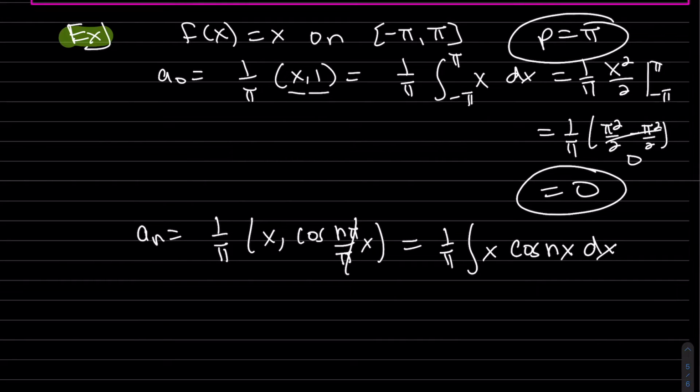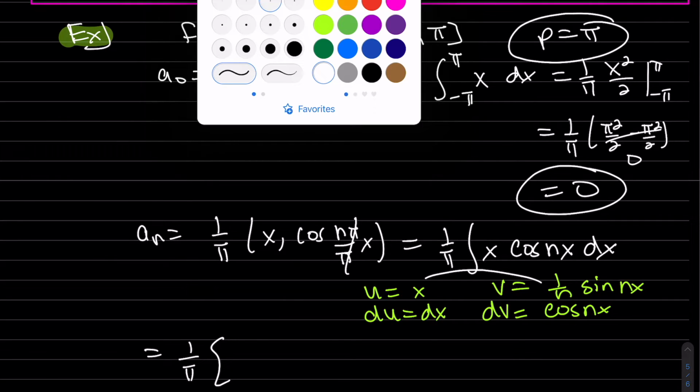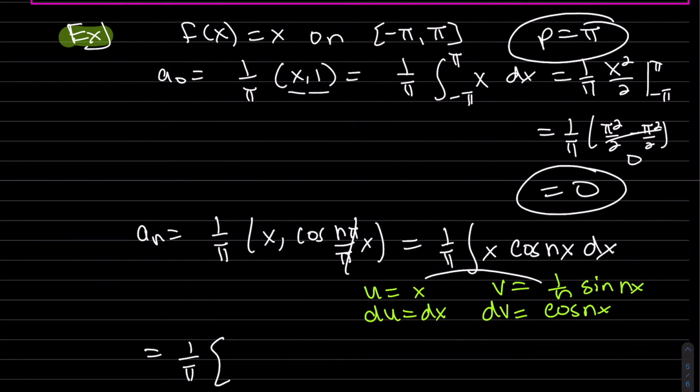So we do have to use parts. Or, actually, I can continue with this, but I just noticed this is odd. This is even. Product of that is odd. Oh, so that's 0. So I'm going to stop there. I didn't have to do all that work.